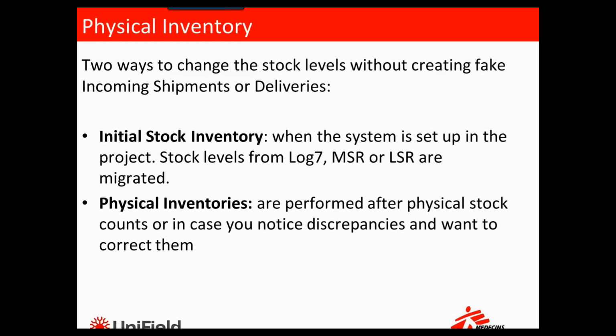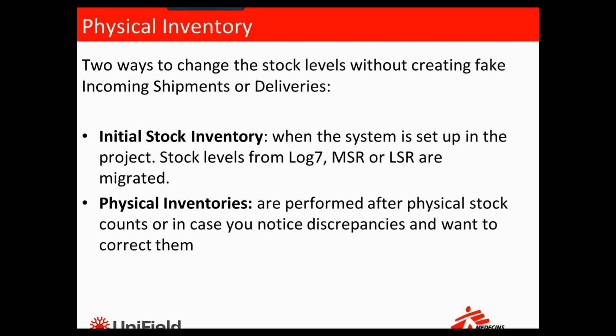So there are basically two ways in which we can change our stock levels. We have the initial stock inventory. Initial stock inventory, as some of you already know, is done when we are migrating Unifield for the first time. We normally have a team of support people who sit down, look at your current database, and take the stock figures that you have on these tools and import them into Unifield. So they migrate it into Unifield.